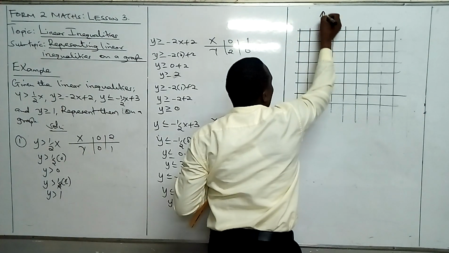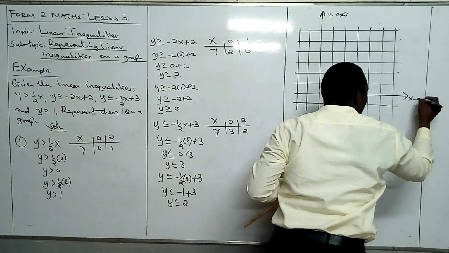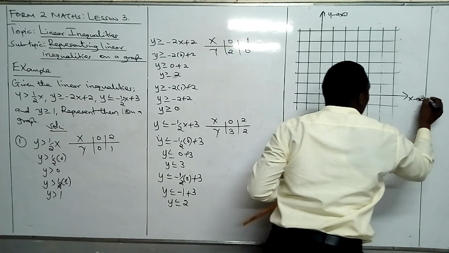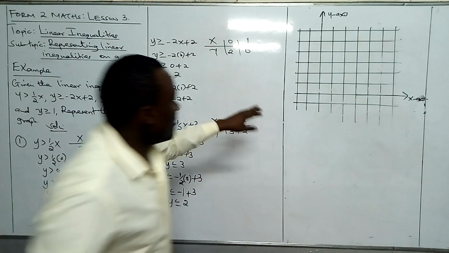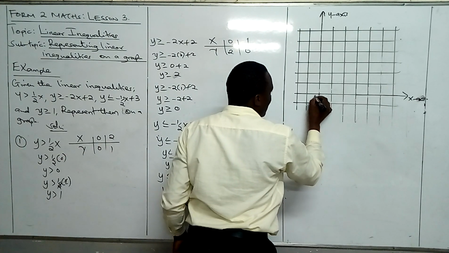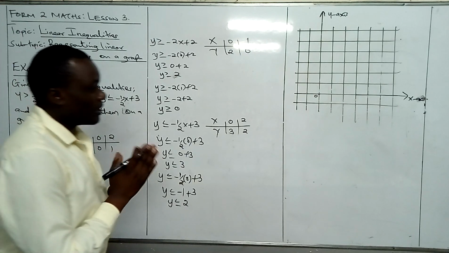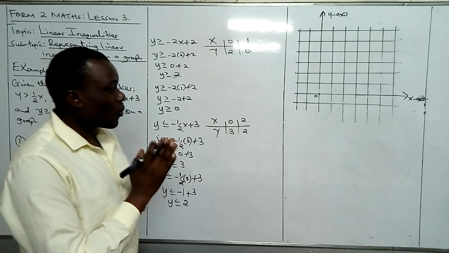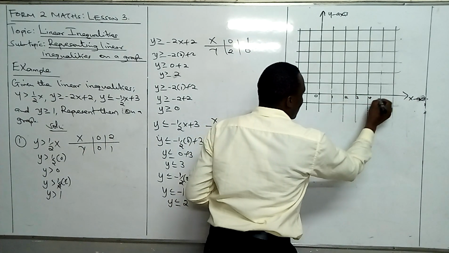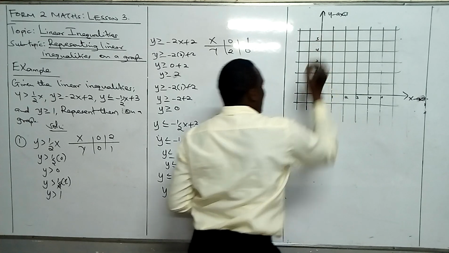So I want this line to represent the y-axis, this one to represent the x-axis. So where they meet is our point of origin. That's where we are, our 0. The scale I want us to use is 1 square to represent 1 centimeter. So this will be 1, 2, 3, 4, 5. 1, 2, 3, 4, 5.